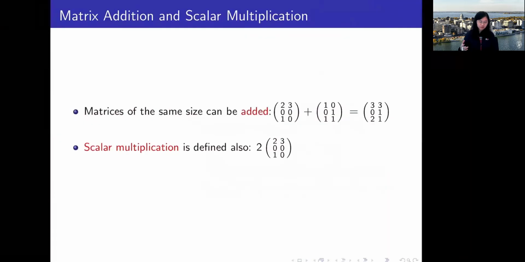You can also scalar multiply a matrix. You can multiply a scalar to the matrix. What you're doing is basically multiplying the scalar to each and every element of the matrix. So that equals 2 times 2, 2 times 3, 2 times 0, 2 times 0, 2 times 1, 2 times 0. So that is how you define scalar multiplication.